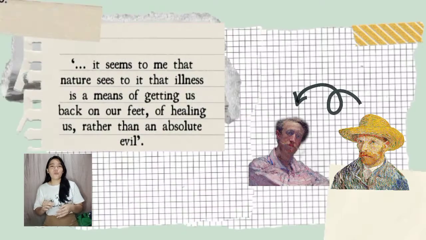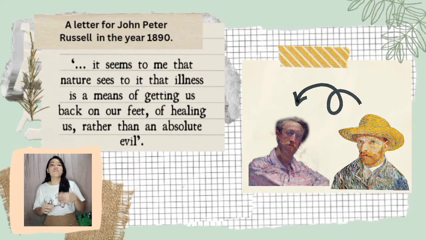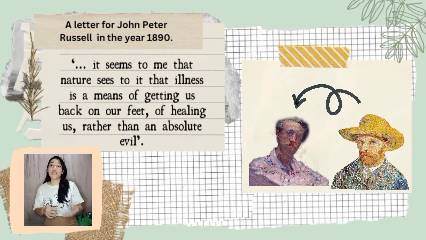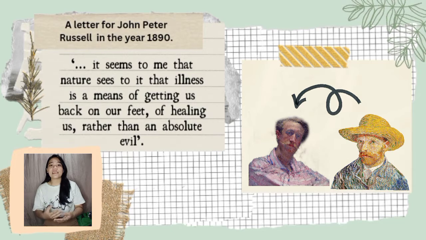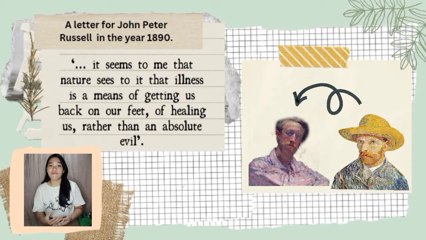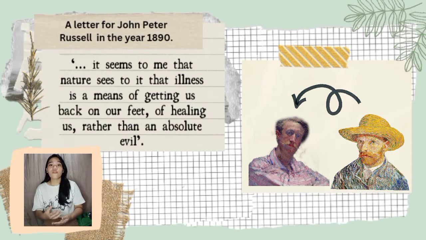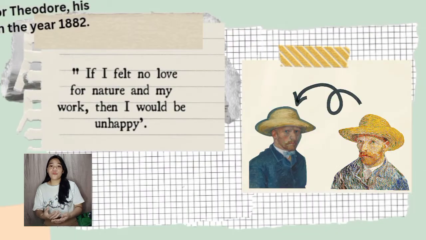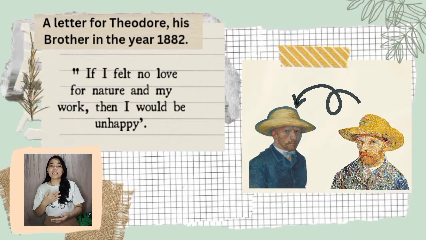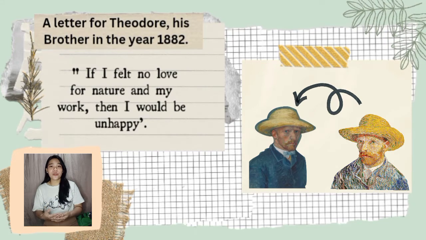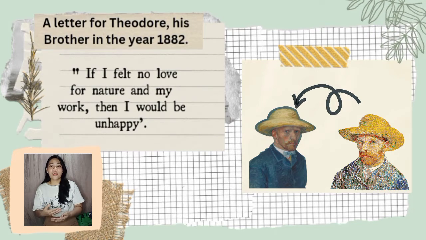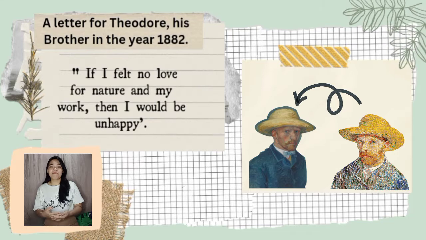He once stated in one of his letters to John Peter Russell, his friend, in 1890, "It seems to me that nature sees to it that illness is a means of getting us back on our feet, of healing us, rather than an absolute evil." He also wrote a letter to Theo, his brother. He stated that if I felt no love for nature and my work, then I would be unhappy.